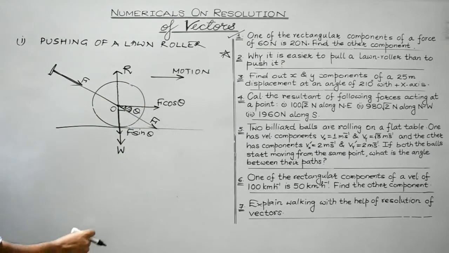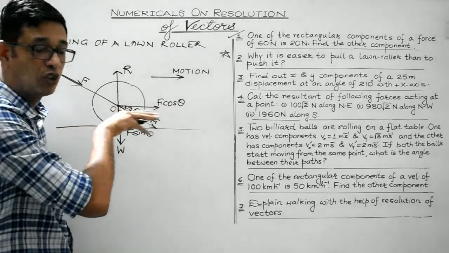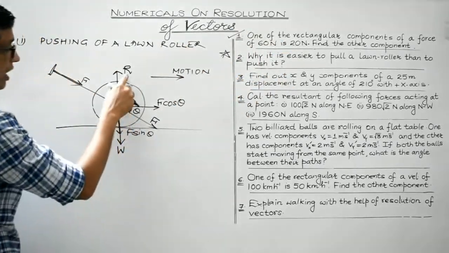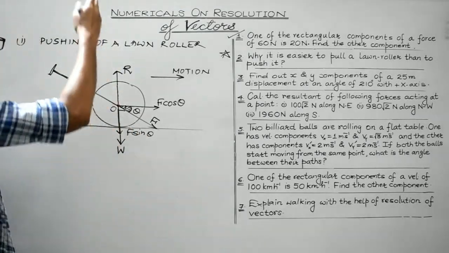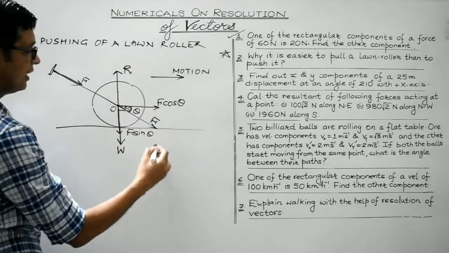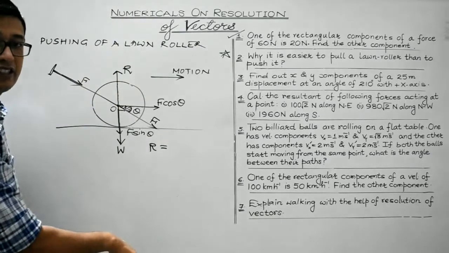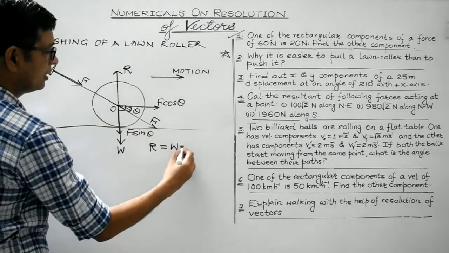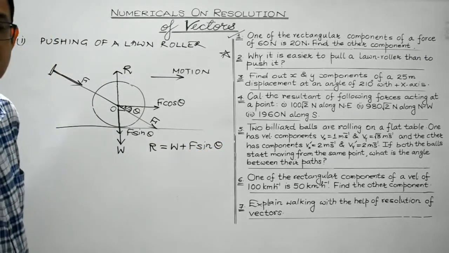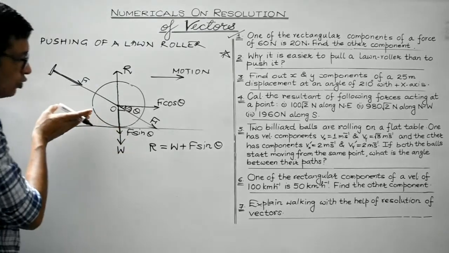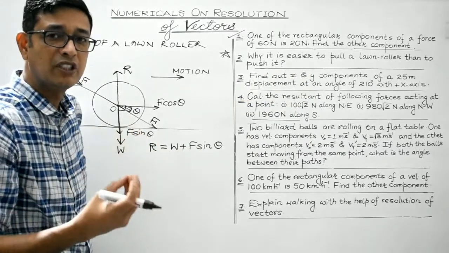Okay. So now what we do is, now this reaction force, obviously this component F cos theta will enable the lawn roller to move in the forward direction, while R will get balanced by W plus F sin theta. There is no net force acting in the vertical direction, isn't it? So in the vertical direction, R, the resultant upward force, will get balanced by the resultant downward force. So it will be equal to W plus F sin theta. Clear, students?